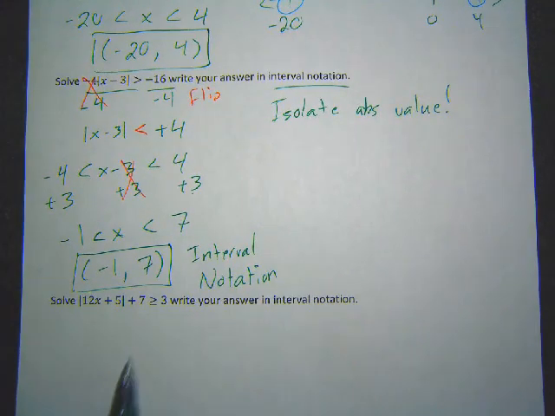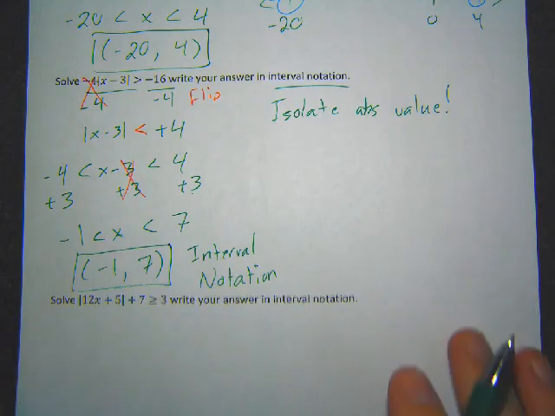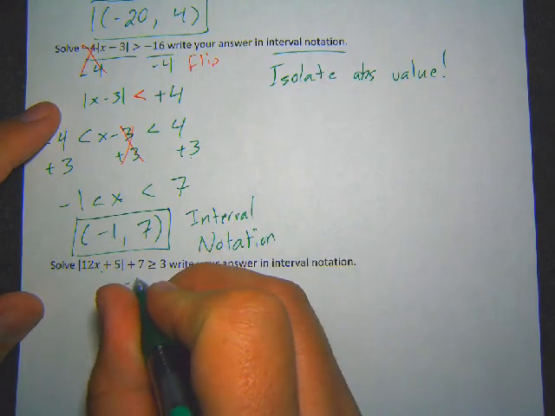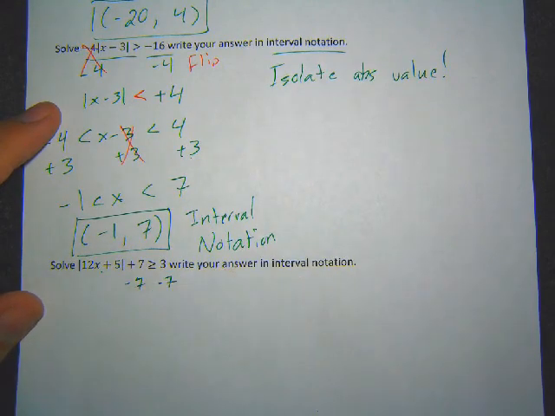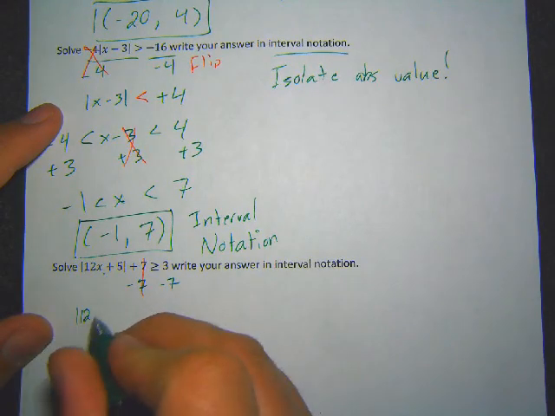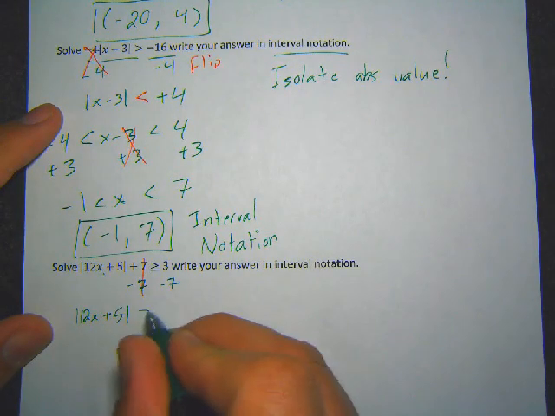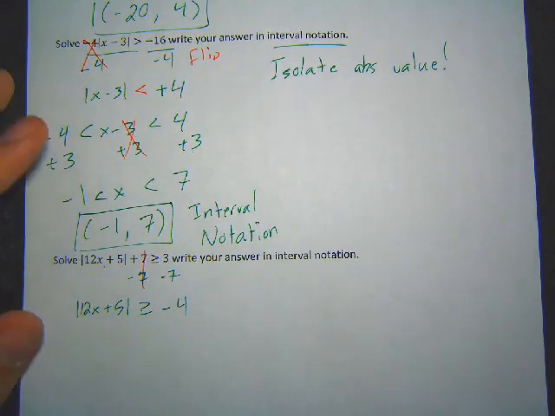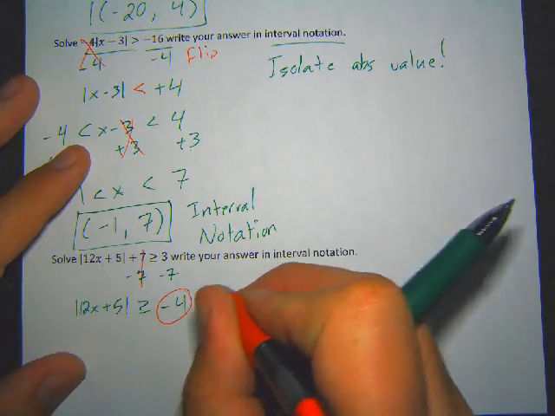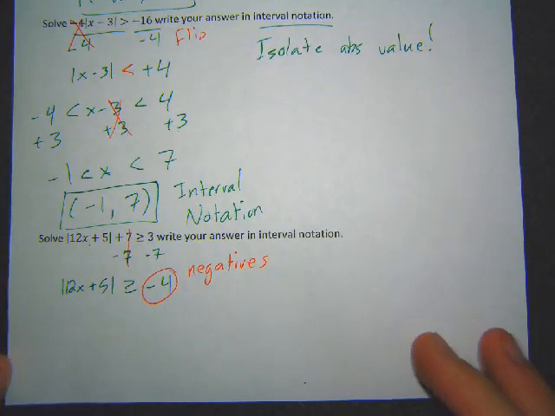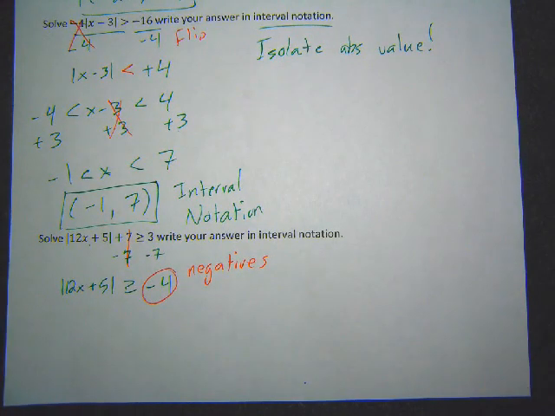So on this one, again, the absolute value is not by itself. So our first step is to get this absolute value by itself. First thing we're doing is subtract 7 from both sides. And you can probably notice something fishy is going on here, because once I do that, I get 12x plus 5 is greater than or equal to negative 4. Oh, we got a negative on the other side, right? And we know that previously that meant no solutions, right? I get a lot of students telling me at this point, oh, the answer is no solution. I say, oh, careful. This one, the answer is not no solutions.